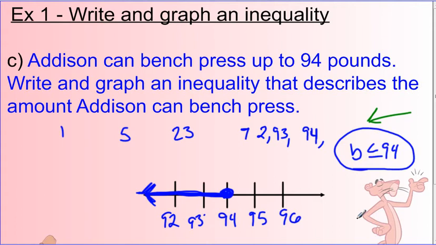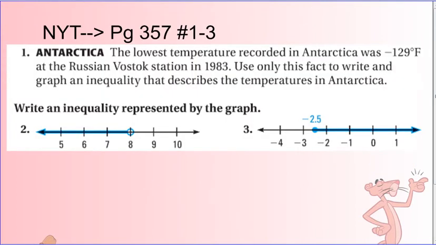I have 3 problems from the textbook I'd like you to try. These come from page 157, numbers 1, 2, and 3. Number 1 wants you to write the inequality and graph it. Number 2 and 3, all you have to do is look at that picture and write out the inequality that would be that picture, would be that answer. Okay? Go ahead, pause the video, try it on your own, see how far you get. When you're ready to continue, hit play, and we'll go through it together.